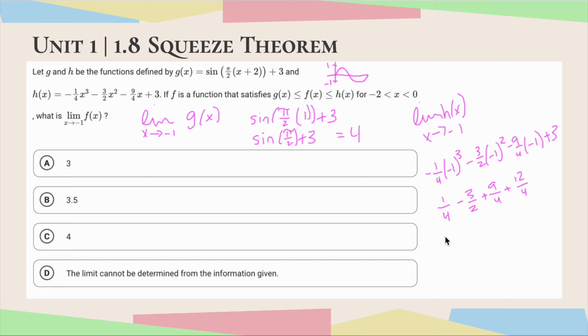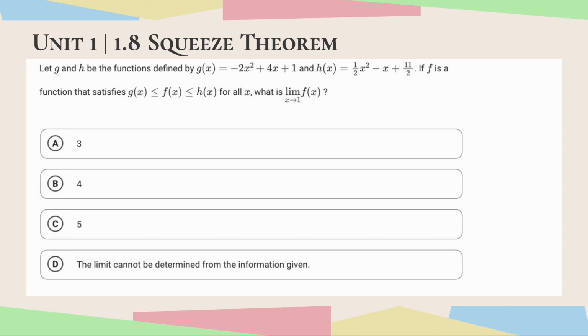Last thing I need to do is get a common denominator here. So this would give me 6 over 4. So 9 over 4, 12 over 4. Let's just keep going. Okay, so I'm going to add first. So my 1/4 plus 9 over 4 plus 12 over 4, that's 10 plus 12, which is 22 over 4 minus 6 over 4, which is going to give me 16 over 4, which is the same as 4. So now we see a case where we have successfully applied the squeeze theorem to find the limit of f of x, which in this case would be answer choice C, number 4.